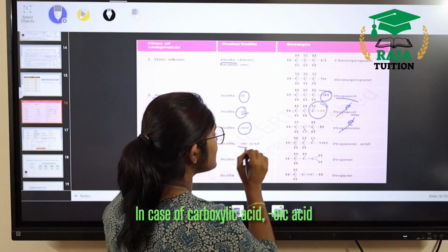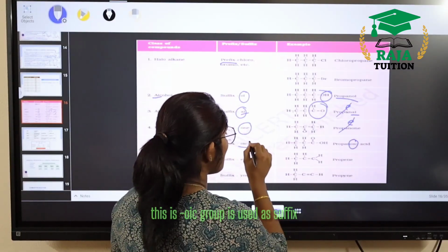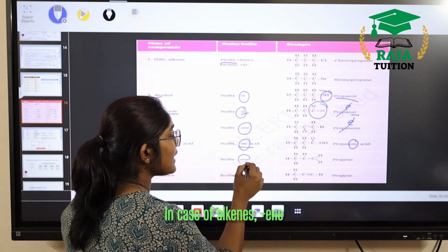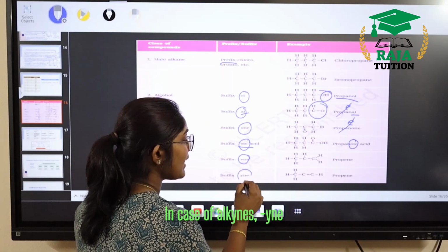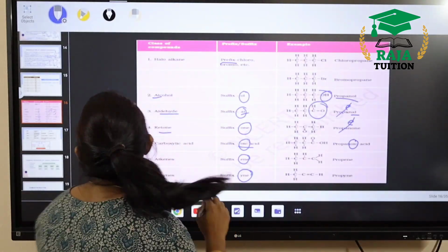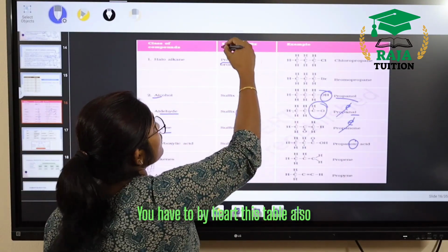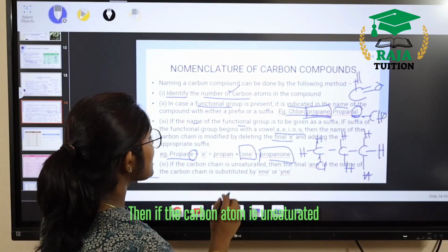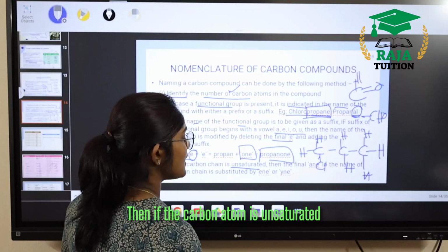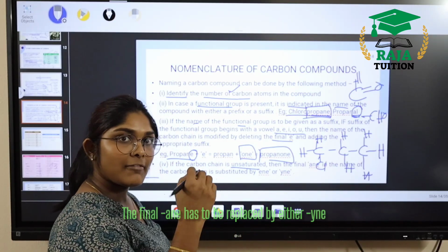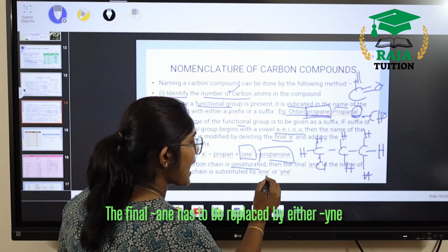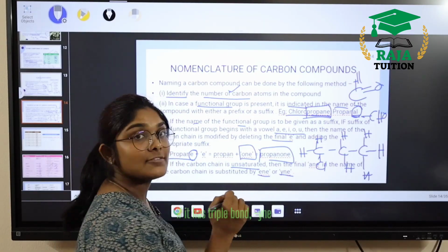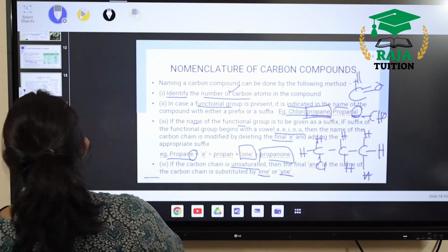In case of carboxylic acid, OIC acid, this OIC group is used as a suffix. In case of alkenes, ENE. In case of alkynes, YNE. You have to learn this table by heart also. Then, let's come back to this page. If the carbon chain is unsaturated, then the final ane has to be replaced by either ene or ine. If it has a double bond, ene. If it has a triple bond, ine.